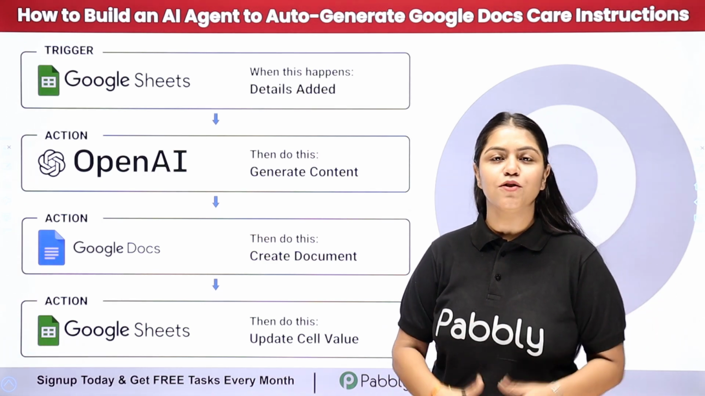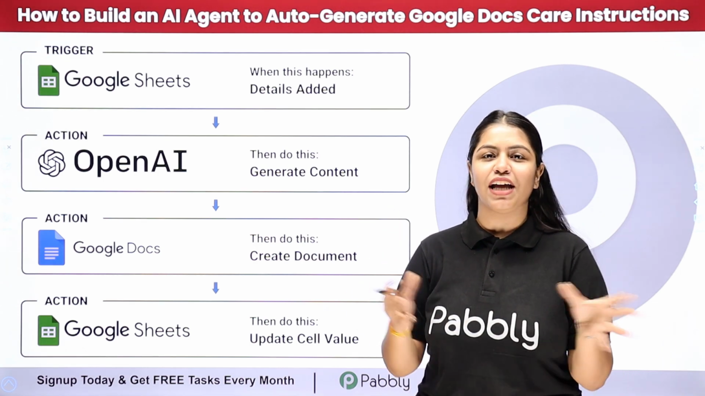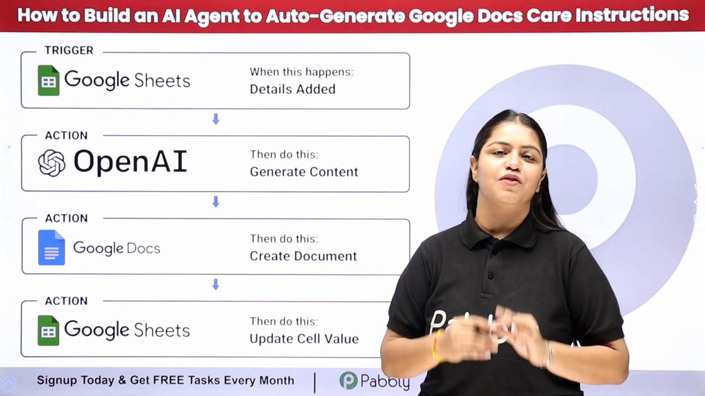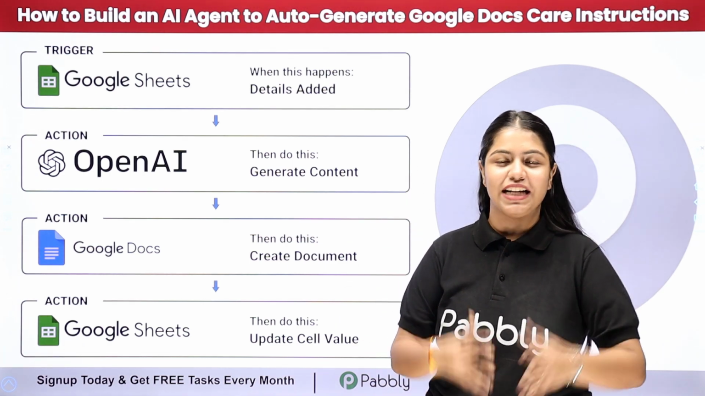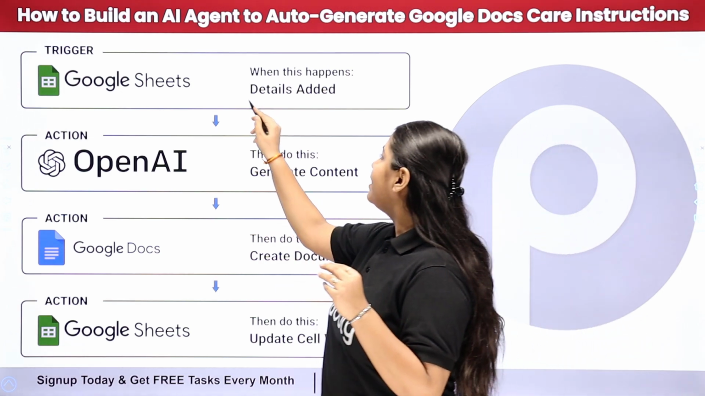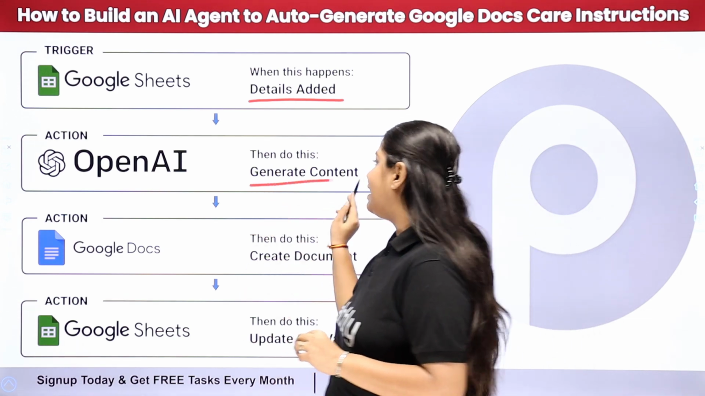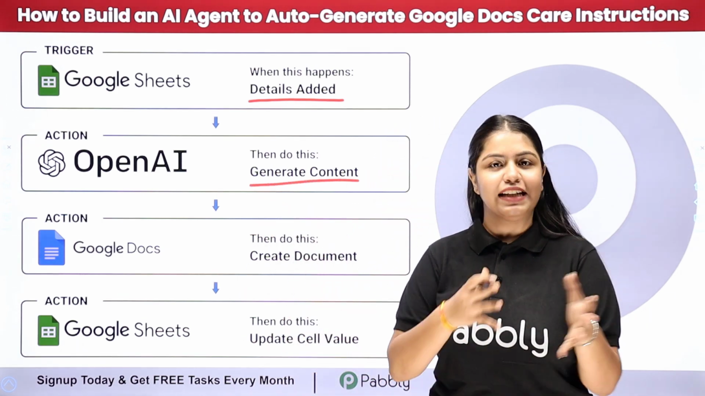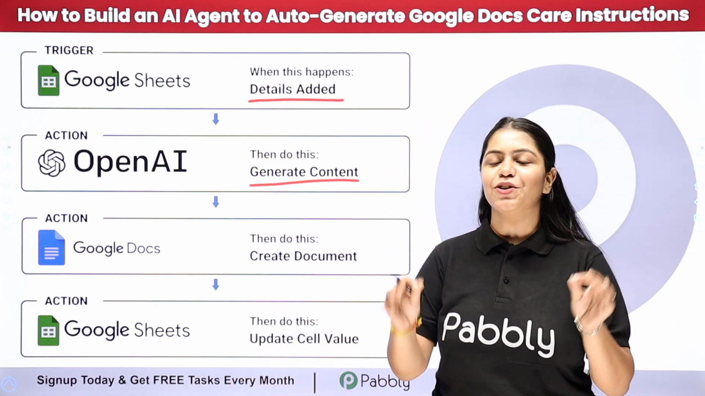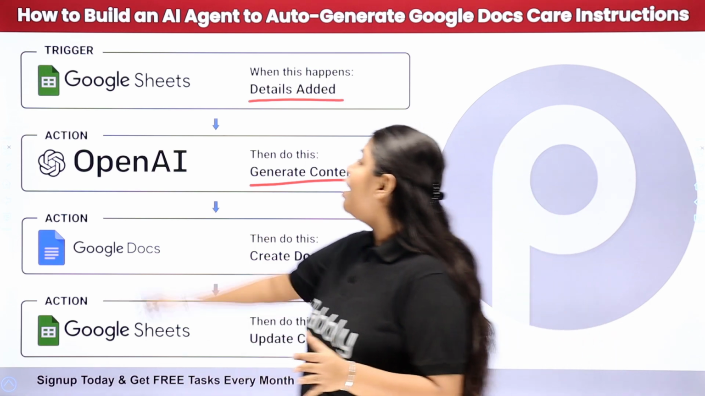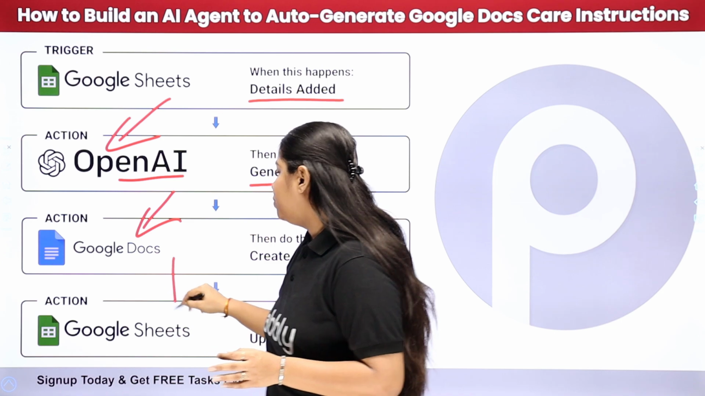So like you, I also used to manually generate the care instructions, but this is such a time-consuming and tedious task. So to solve this problem, I've simply created this amazing automation where, as soon as I add the product details into my spreadsheet, automatically my AI agent is going to generate the care instructions, and further we can add that into our Google Docs and then back again towards our Google Sheets. So to do this, we are simply going to create a connection between Google Sheets, my AI agent, which is OpenAI, Google Docs, and then Google Sheets.